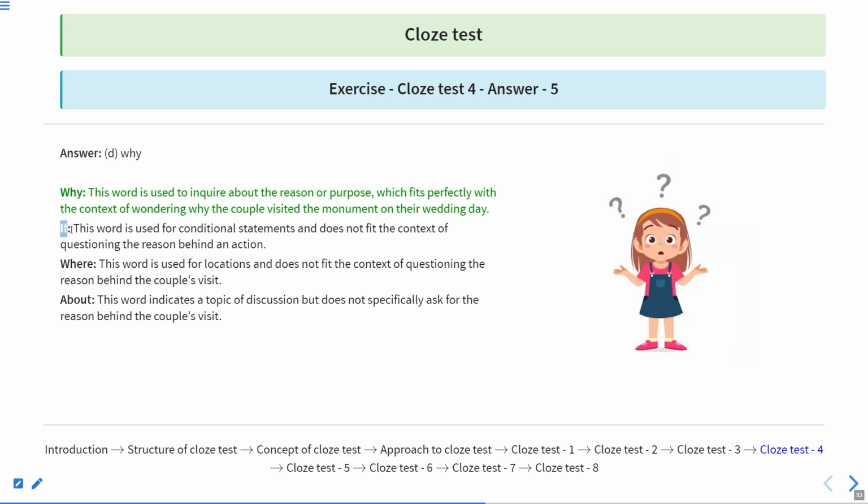This word is used for conditional statements, and therefore it does not fit the context of questioning the reason behind an action. Where, this word is used for locations and does not fit into the overall context. About, this word indicates a topic of discussion but does not specifically ask for the reason behind the couple's visit.